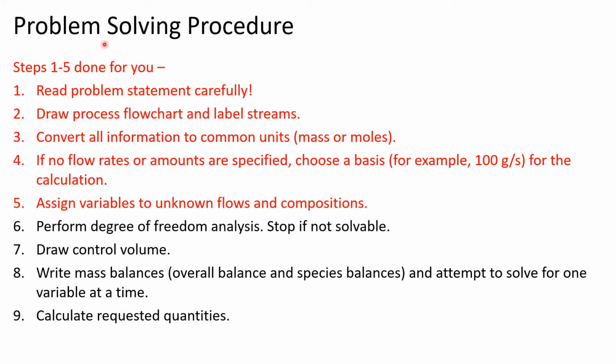So let's go back to our problem-solving procedure and review the steps. Steps 1 through 5 have been done for us. I actually described the problem to you. The process flow chart and streams were all provided and labeled for us. Everything was converted to a common unit, in this case, a mass flow rate unit. We weren't able to choose a basis because we do have at least one specified flow rate. And variables were assigned to all the unknown flows and compositions. Next, let's perform a degree of freedom analysis and determine if we can actually solve it.